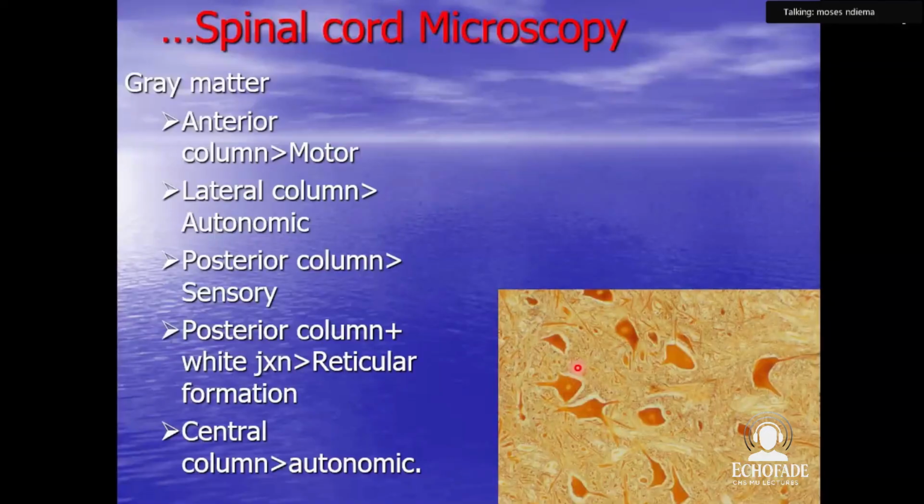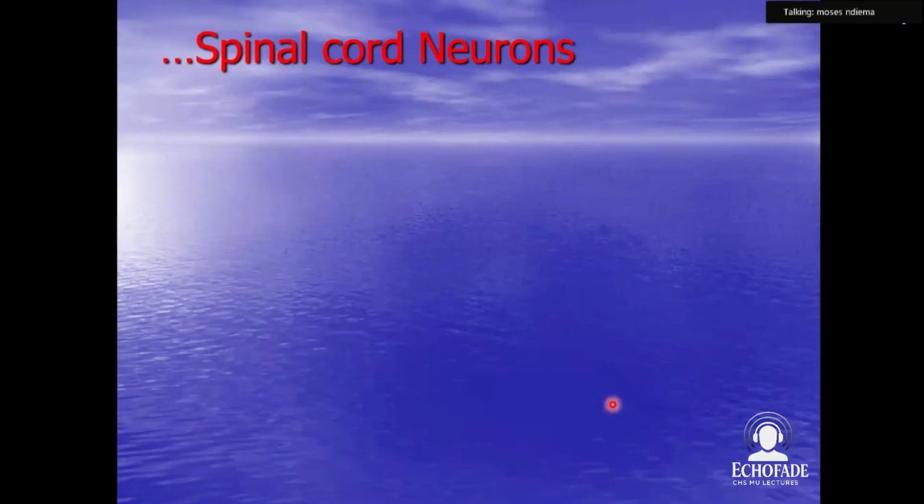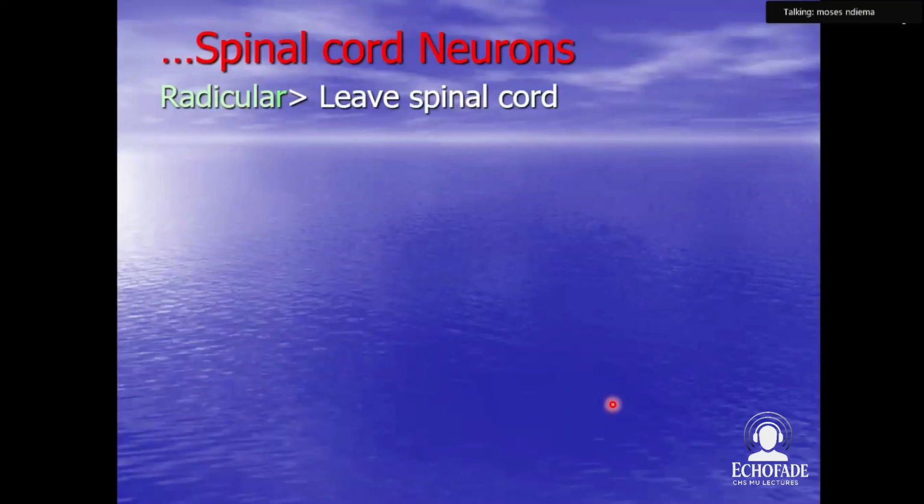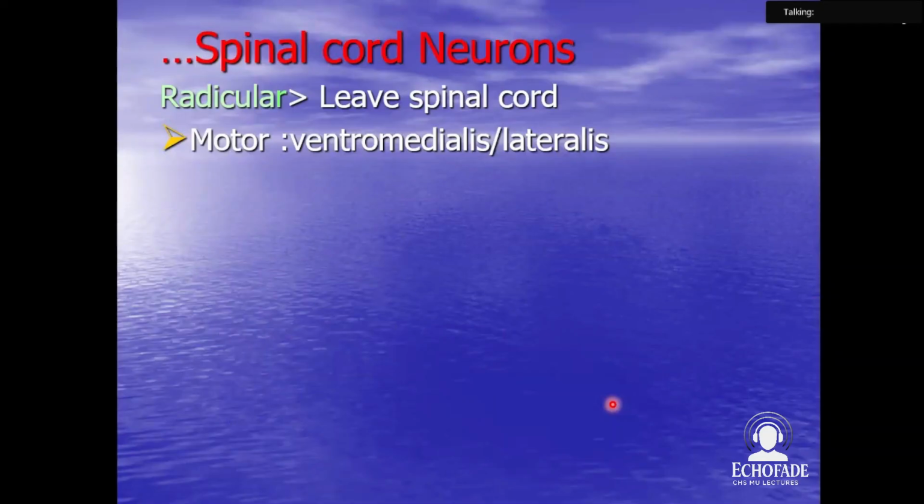This is an example of what you have in the gray matter, aggregates of cell bodies. For the neurons of the spinal cord, we have several neuron types. Radicular neurons, those leave the spinal cord. Like the motor neurons, alpha motor neurons from the basal part, those leave the spinal cord. Those are motor neurons supplying the muscles.